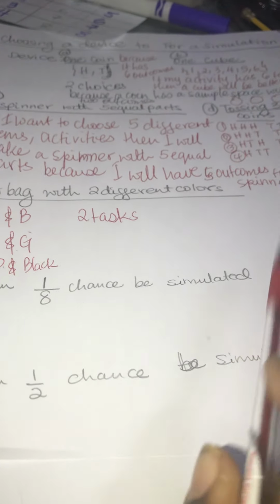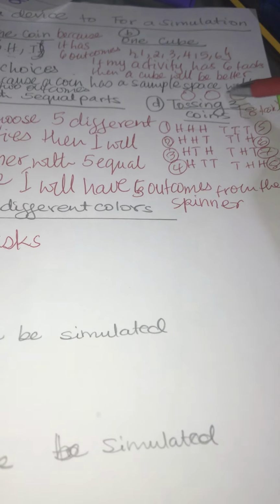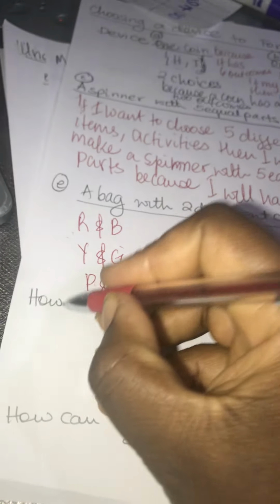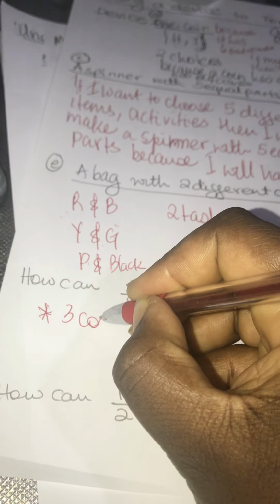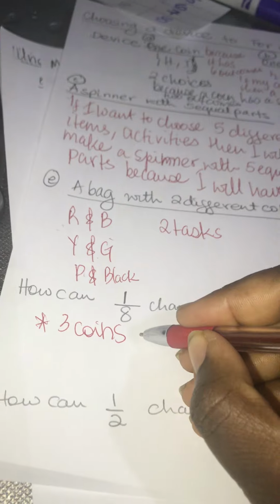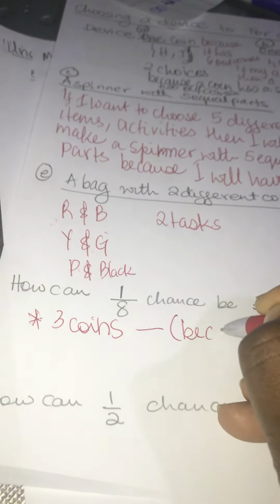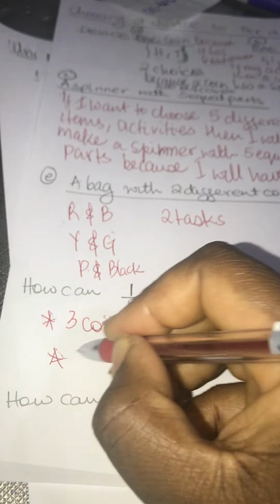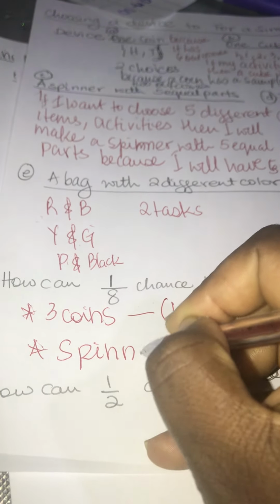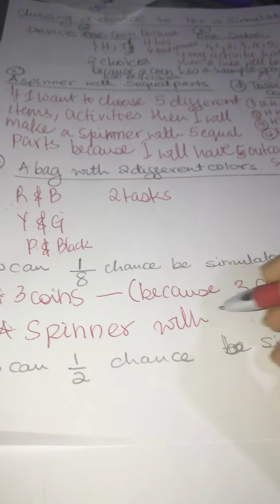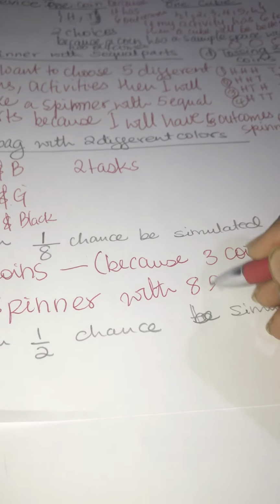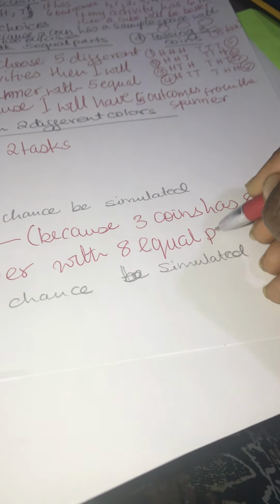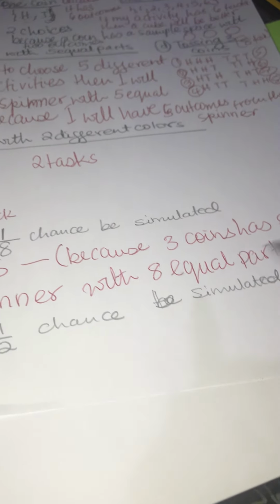Alright. How can 1 out of 8 chance be simulated? You can use 3 coins, because 3 coins has 8 outcomes. Or you can use a spinner with 8 equal parts. And you color them different colors.